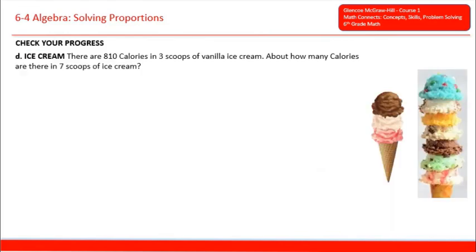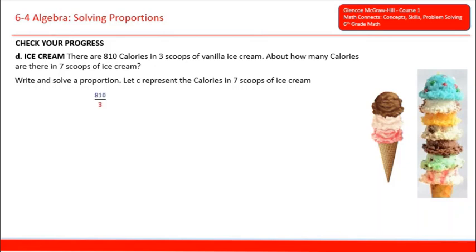Check your progress. D. Ice cream. There are 810 calories in 3 scoops of vanilla ice cream. About how many calories are there in 7 scoops of ice cream? Write and solve a proportion. Let C represent the calories in 7 scoops of ice cream.